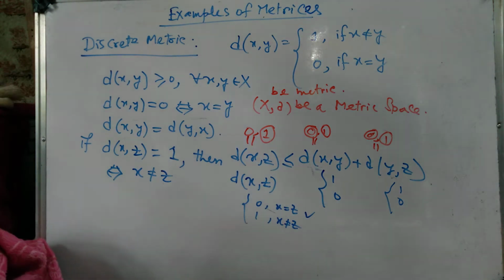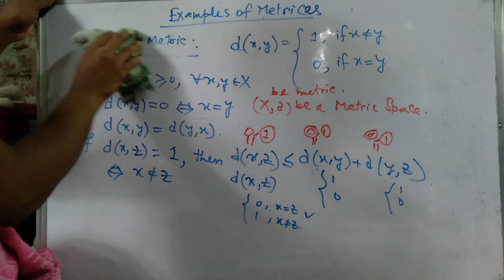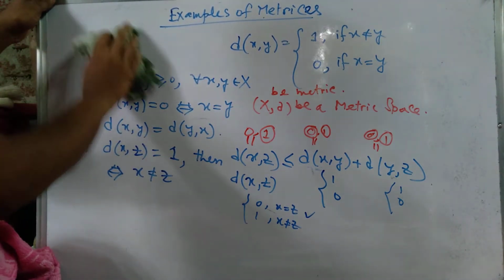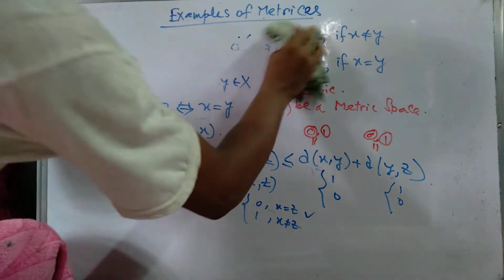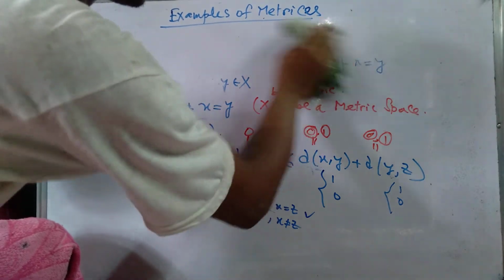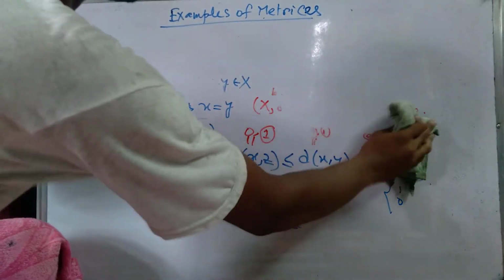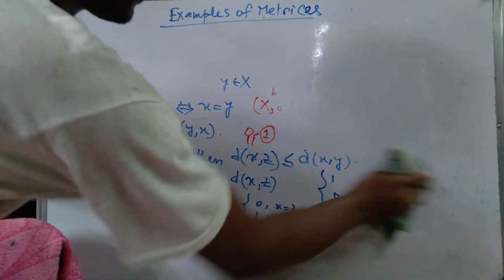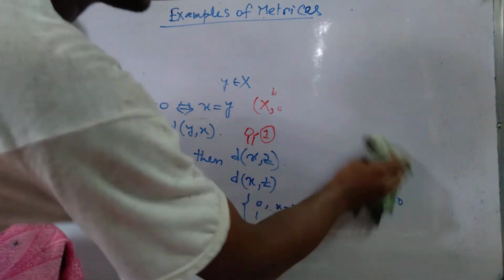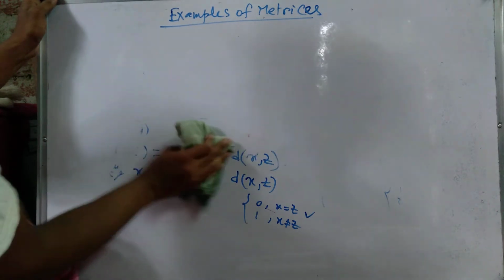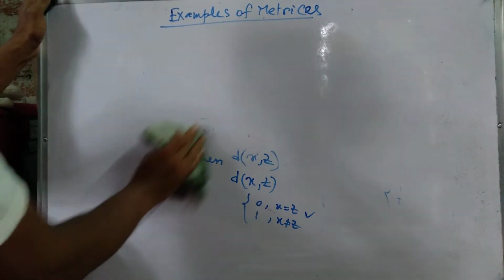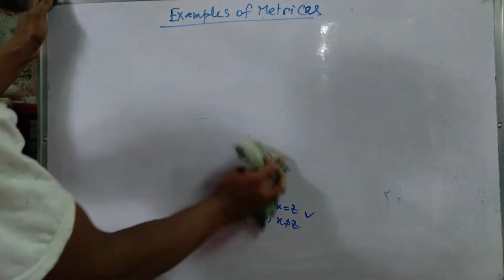Now we are going to see another, more typical example of a metric, which we can't handle easily, and which is also important for us. We'll see this example in various examinations and various good book exercises also. So we prove this one as a metric.